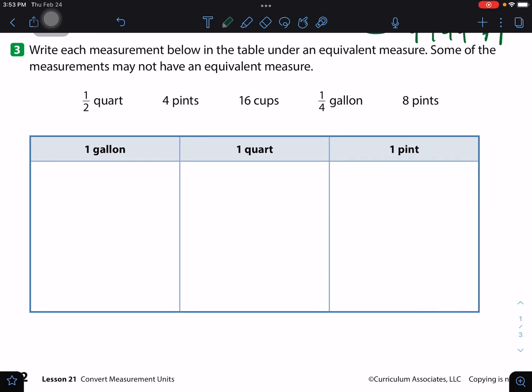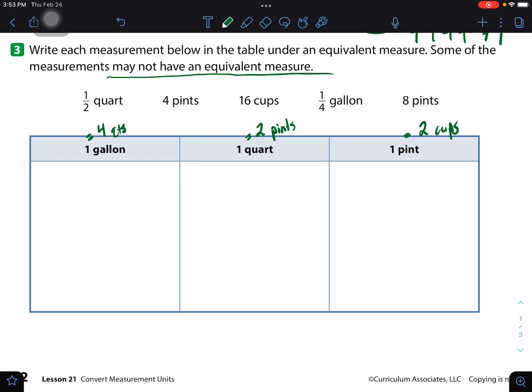So this says to write each measurement below in the table under an equivalent measure. Some of them may not have an equivalent measure. I'm going to use my reference sheet and not even look at the choices yet. Let's just figure out each of these. 1 gallon, I know on my reference sheet is equal to 4 quarts. I know that 1 quart is equal to 2 pints. And I know that 1 pint is equal to 2 cups.